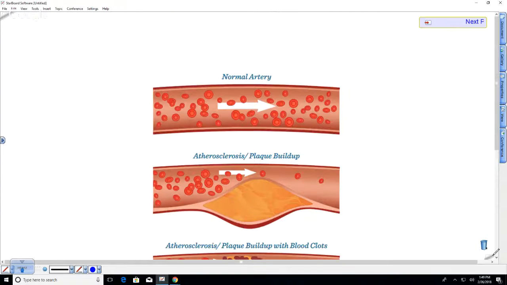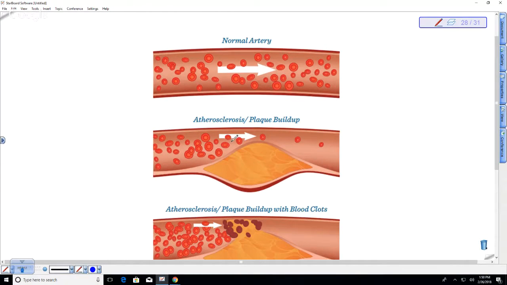So the way that this looks is something like this. This is my normal artery. The plaque, interestingly enough, is not in the blood vessel itself, but it's actually under the epithelial tissue. So it's in the lining of the blood vessel. If it was in the blood vessel itself, that is really bad because that can lead to blood clotting.